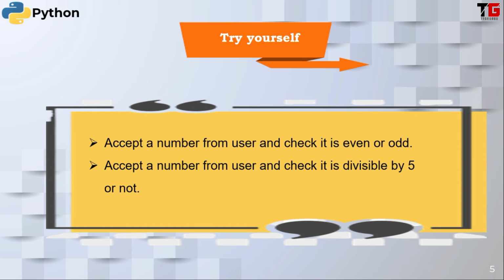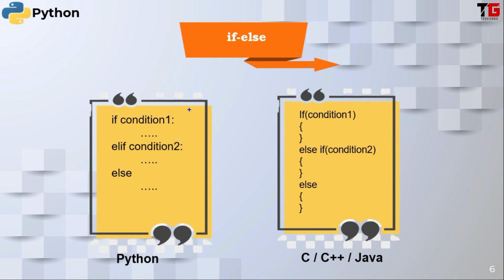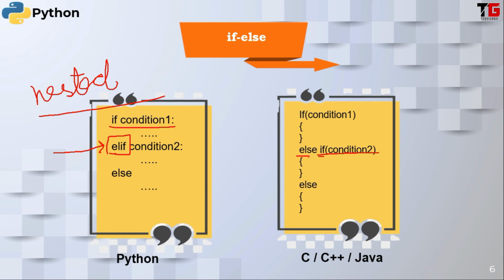Alright, let's move further. Friends, sometimes it happens that a single if condition is not going to solve our purpose. We have to use multiple conditions. It is known as nested if else. In C, C++ and Java, we use nested if. We can use any if condition inside else. So we write else if, but in Python we use elif. This is a new keyword for you, elif. Okay friends, so let's see its example.